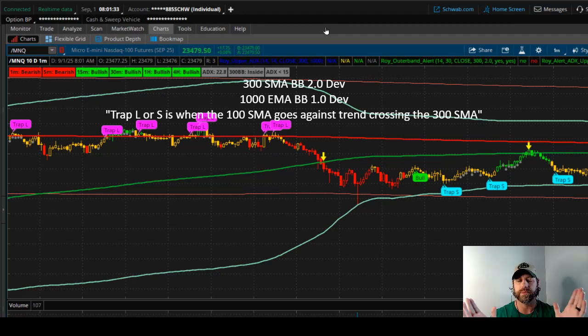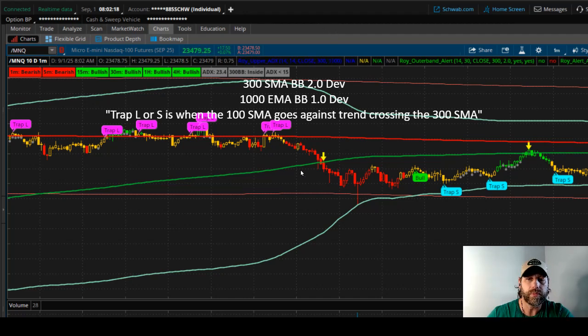Bollinger Bands contract and expand, right? Well, if you have a high enough moving average relative to a lower Bollinger Band, you can know when that contraction happens, because the bigger moving average will exit the Bollinger Bands. That's what I'm going to show you. I actually use the 300 SMA Bollinger Band with a 2 deviation and a 1000 EMA Bollinger Band with a 1 deviation. I even use a 100 SMA line, and that's what gives me a trap of a short or a trap of a long, when it goes against the trend. I'll explain all that.